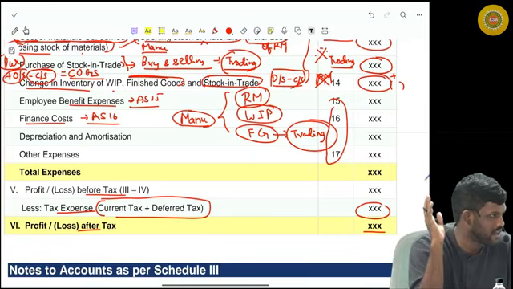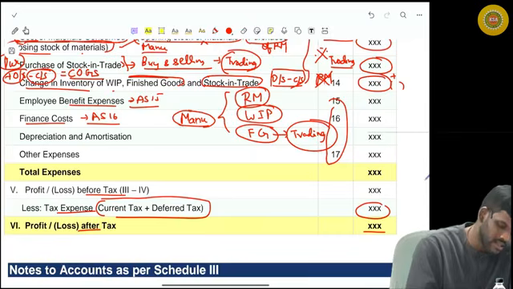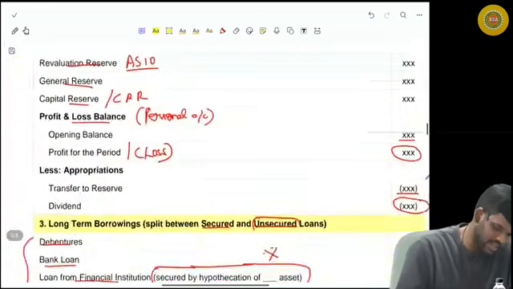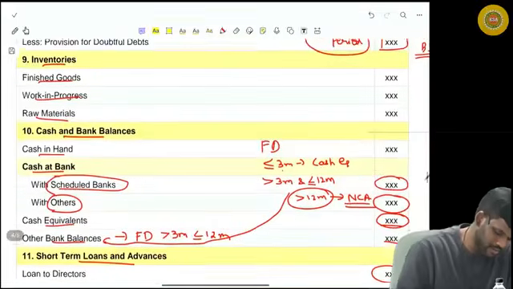I hope this is very, very clear. Let us see note 16 and note 17 alone. With that, we'll be done with this format.